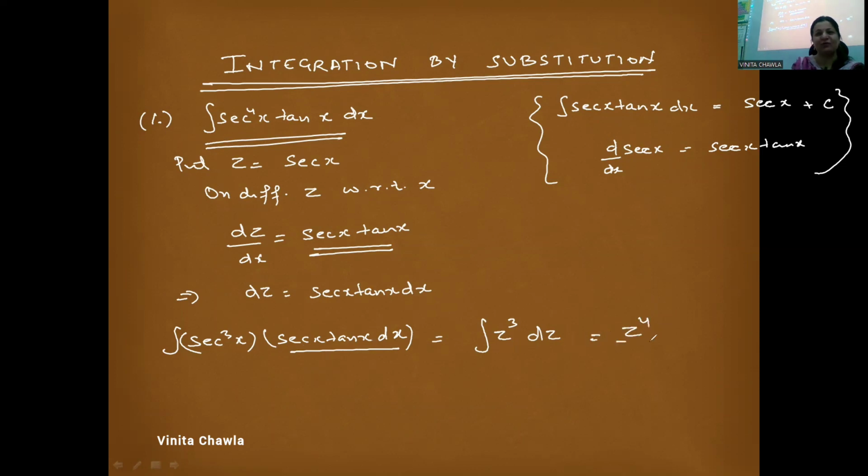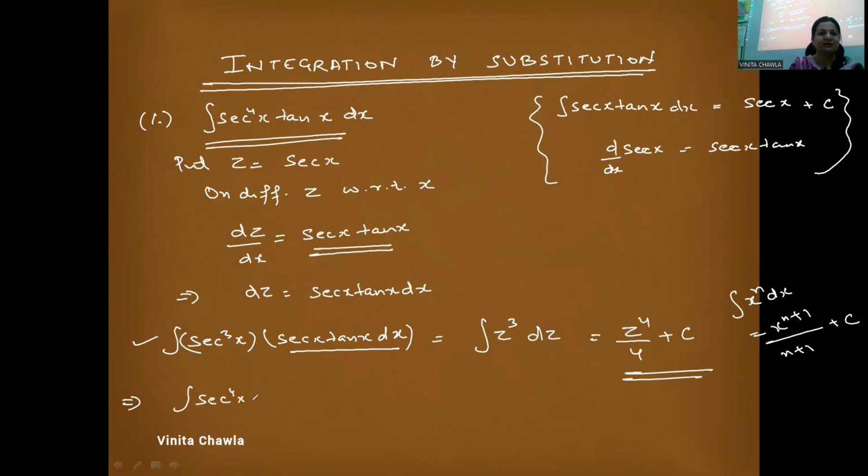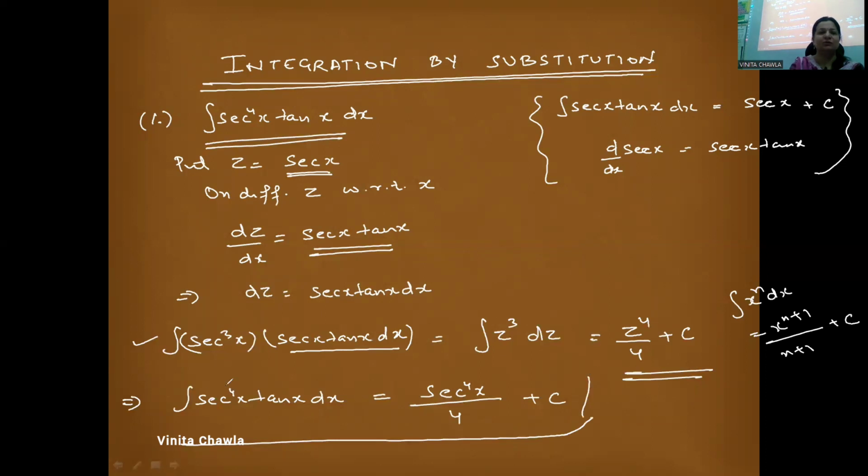Yes, it's z^4 upon 4 plus c. So we have used this formula, na? Integral of x^n dx is x^(n+1) upon n plus 1 plus c. Right? So this is the answer for this particular integration. Now, therefore, we can write the integral of sec^4 x tan x dx. In place of z raised to the power 4, we will write this again. z is sec x, okay? So it's nothing but sec^4 x upon 4 plus c. So this is how we integrate by substitution method.